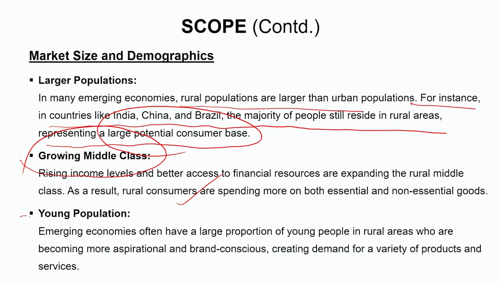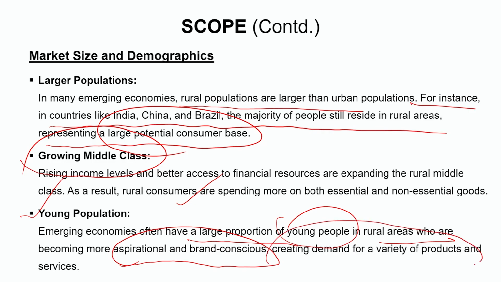Third point is young population. The emerging economies have a large population of young people in the rural areas who are becoming more aspirational, brand conscious, creating demand for a variety of products and the services. Now, what we are trying to emphasize here is three things are there: aspirational, brand conscious, and creating a demand for a variety of products.